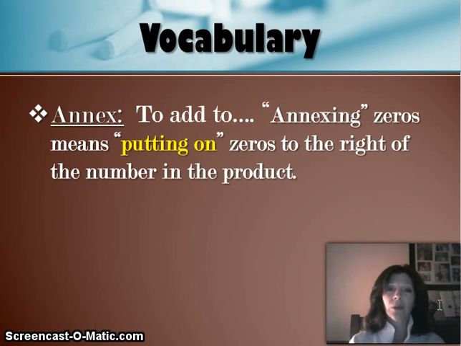All right, one vocabulary word for this evening. The word is to annex. Now, we've talked about annexing zeros before, but let's get this written into your journal. So annex means to add to. And in math, annexing, we're going to refer to it as putting on zeros. So annexing zeros means putting on zeros to the right of the number in the product. Pause the video, write the definition of annex down, and continue the video as soon as you're finished.